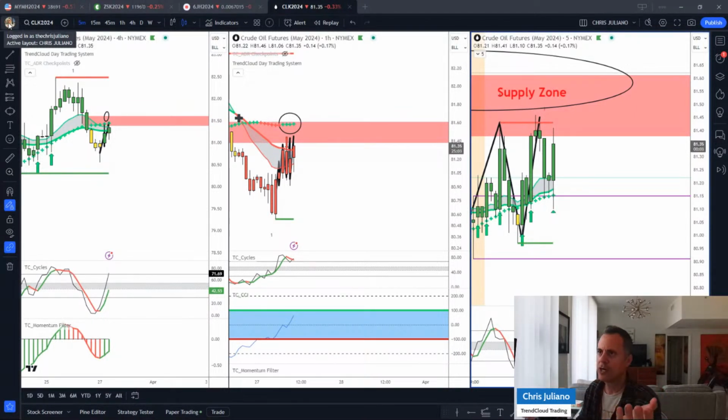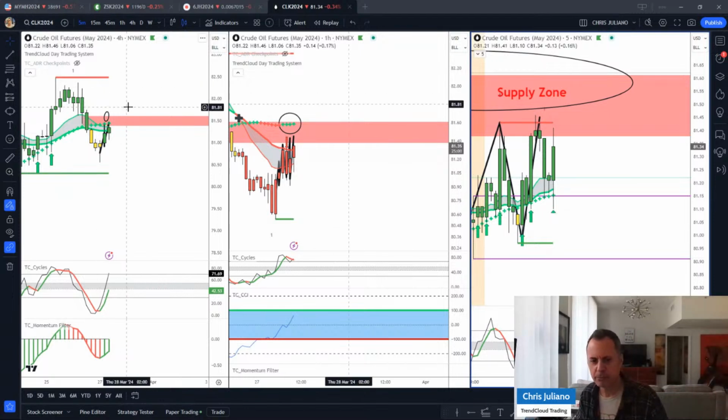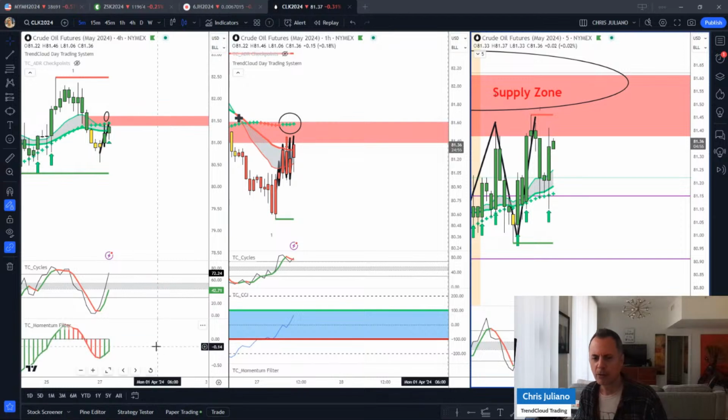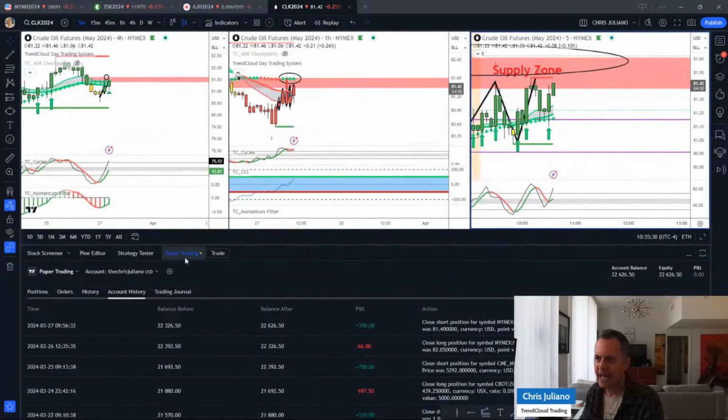You can go on to TradingView and sign up for free. And then if you wanted to use TrendCloud on TradingView, you just purchase TrendCloud from me and then you can use it. In order to use the simulator, you do need to have live data, and it's not expensive at all. It would be a monthly fee, but it's not expensive.